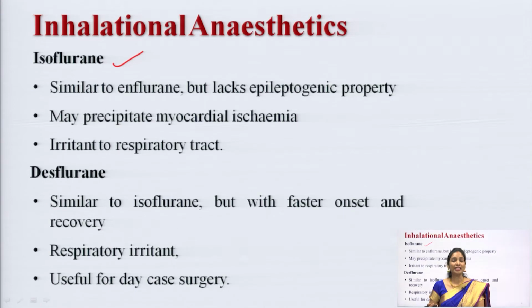Which type of drug is it? It is an inhalation anesthetic drug and it causes respiratory irritation. When you give the inhalation anesthetic, it is released into the respiratory tract as vapors and gases, and these vapors and gases cause irritation in the respiration. This irritation you can observe with isoflurane also. The major drawback is myocardial ischemia, but you cannot see any seizures or epilepsy here. And the next one is desflurane.